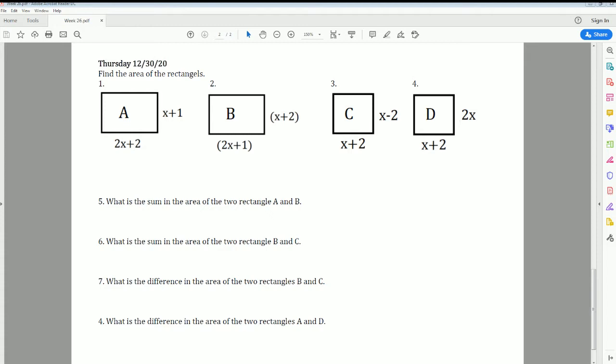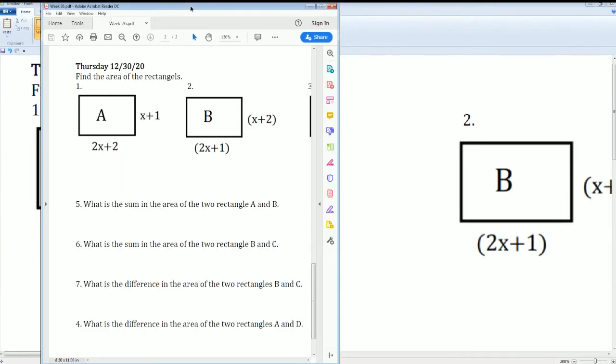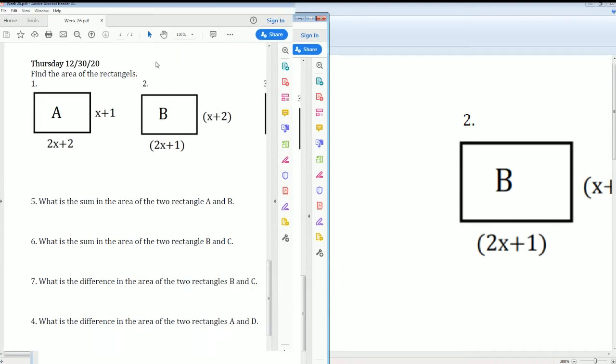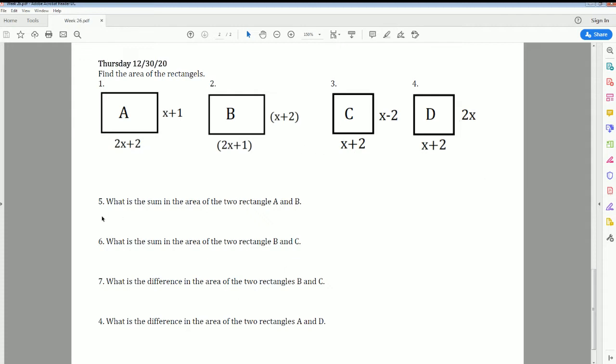IM2. Here you have Thursday. That's wrong. This should be the first, January 30th, 2020. Okay, this shouldn't be a 12. All right. So here you're trying to find the area of these triangles. Then here 5, 6, 7. This should be an 8. You're looking for the sums and differences of the area.